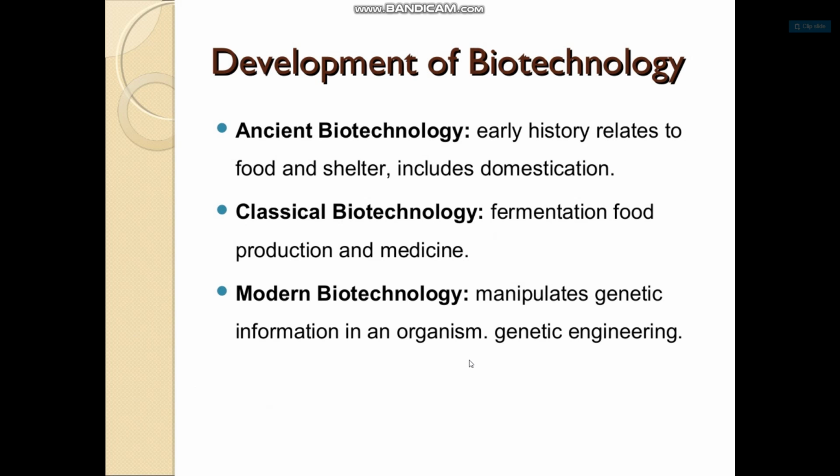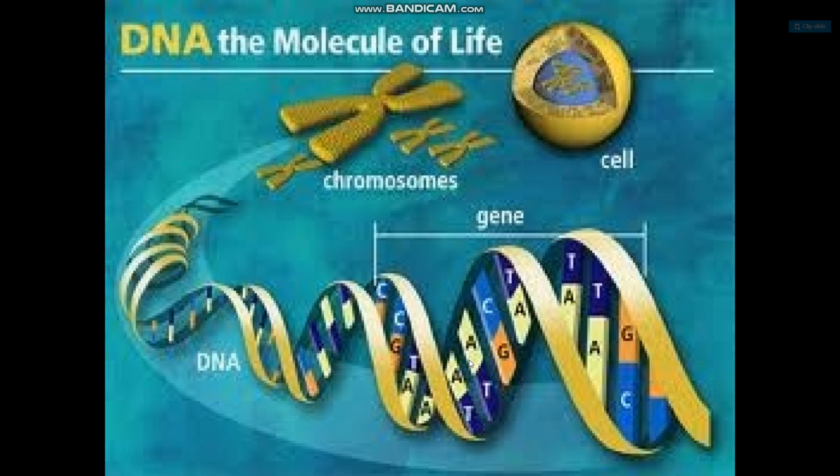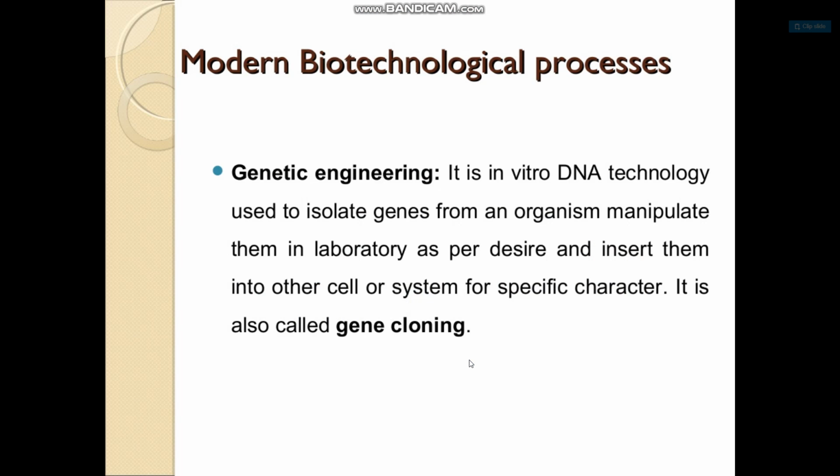So, development of biotechnology: ancient biotechnology, early history related to food and shelter, includes domestication; classical biotechnology, fermented food production and medicine; modern biotechnology manipulates genetic information in an organism, genetic engineering. So, basically, DNA, the molecule of life. This is a chromosome, gene, cell. So, genetic engineering.